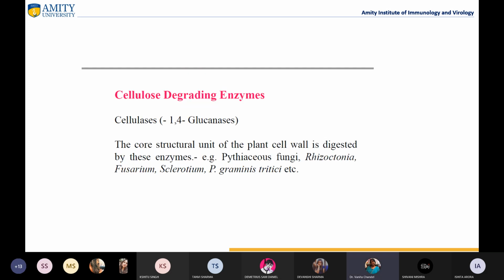Then cellulose degrading enzymes are cellulases. These help in cell wall digestion, which is done by these enzymes, such as in fungi such as Rhizoctonia or Fusarium or Puccinia graminis tritici. So these enzymes are being produced.